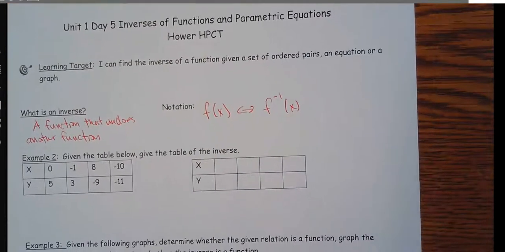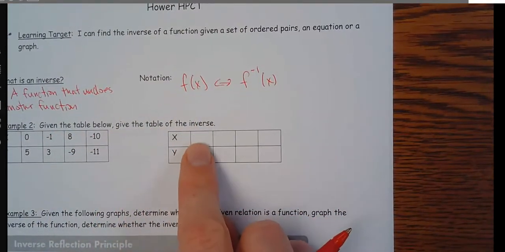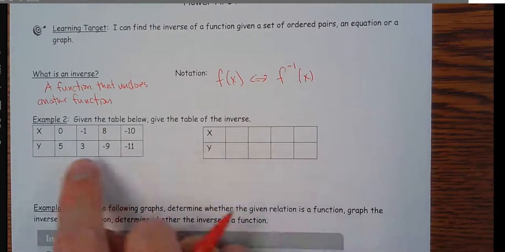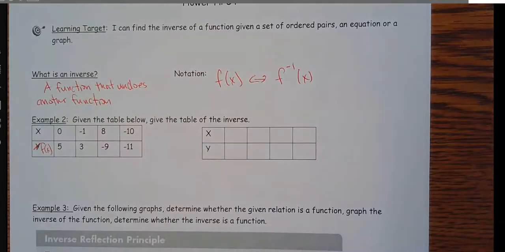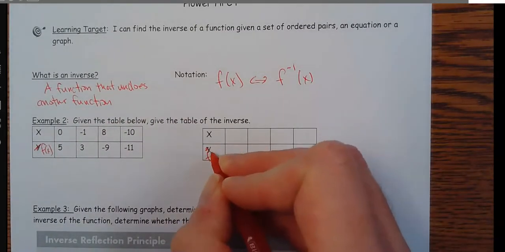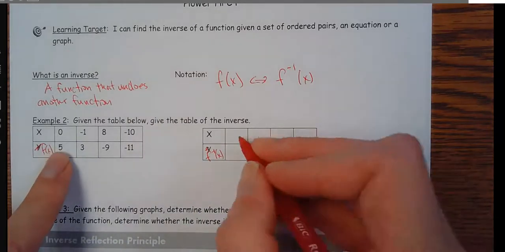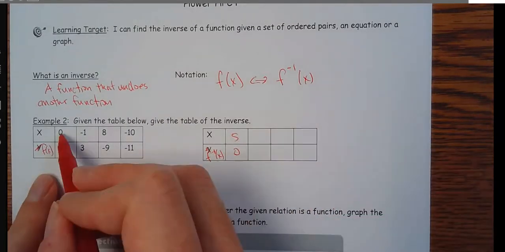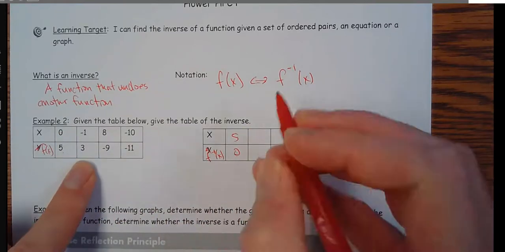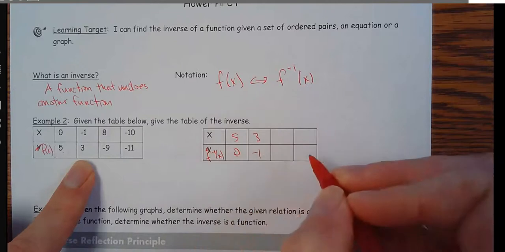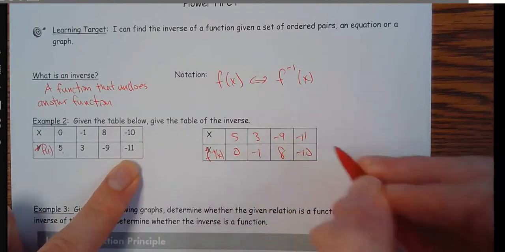So, given the table below, we want to write in the inverse table. Maybe I'll put f of x here instead of y. If that's f of x, then over here f -1 of x, the inverse, would be: whenever I plug in 5, I would get 0, because when I plug in 0, I get 5 here. So when I plug in 5, I should get 0 back. When I plug in 3, I should get -1 back. When I plug in -9, I should get 8. When I plug in -11, I should get 10.